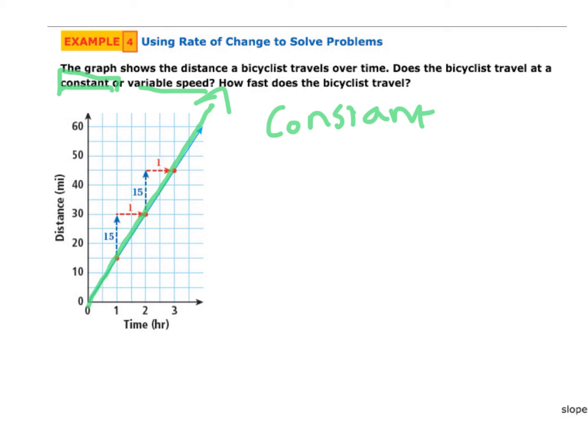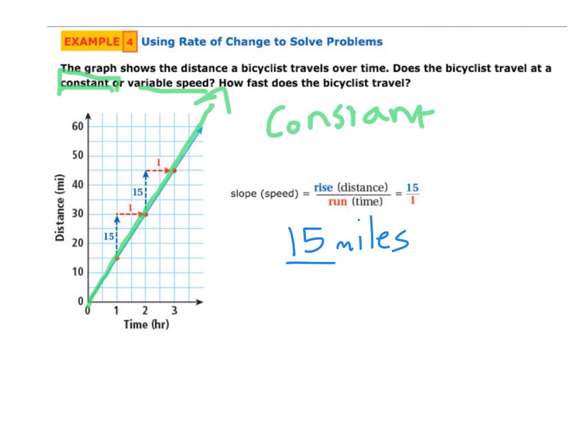Now, if we want to know what our slope actually is, well, we just put our rise over our run. So our rise is our distance, and our run is our time. So what we're looking for is distance over time. Our slope is telling us that our bicyclist goes 15 miles every 1 hour, or 15 miles per hour.